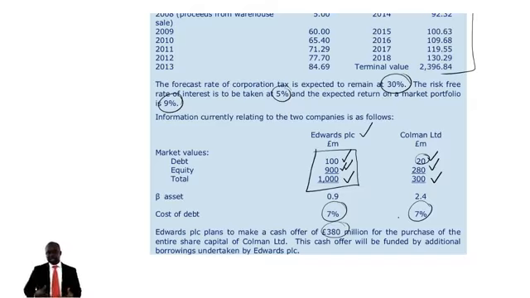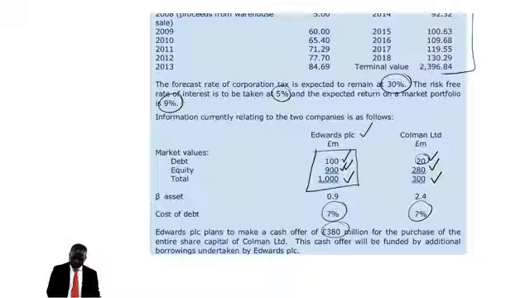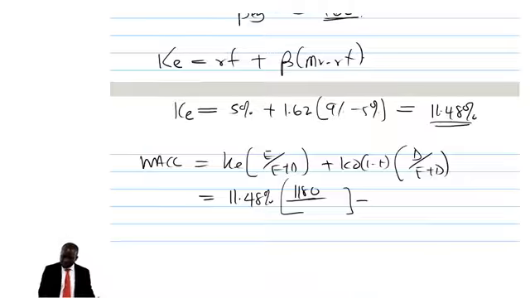I'm taking you to the next step. Assuming they were not 7%, what would you have done? You have to separate them. So I'm doing it as if they were not the same. So first, Edwards' cost of debt is 7%. Don't forget to minus the tax. Tax rate is 30%.